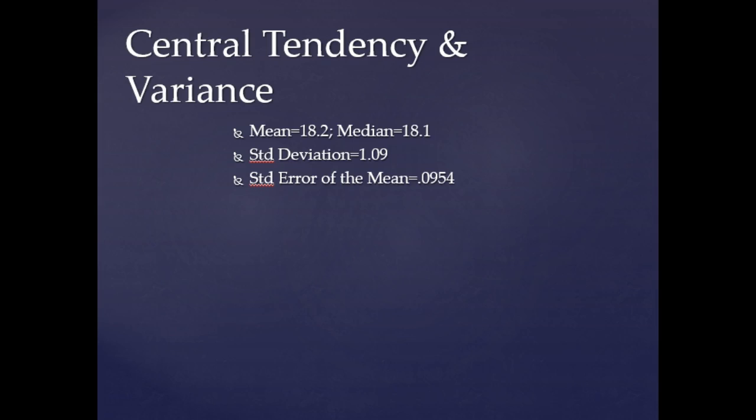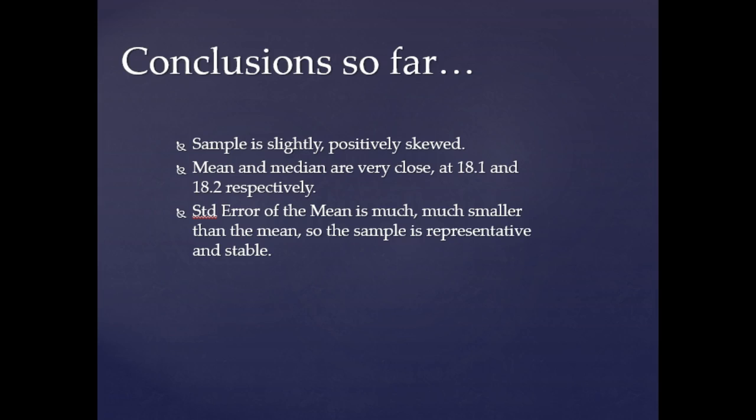So the central tendency and the variance: we see that the mean and median are pretty close to each other. There's a standard deviation of 1.09 and a standard error of the mean of 0.0954. So we take all these pieces together and we come up with some conclusions so far. Number one, the sample is slightly positively skewed, and the mean and median are very close, and the standard error of the mean is much, much smaller than the mean, so the sample is representative and it's stable. That means that it is not highly affected by outliers.